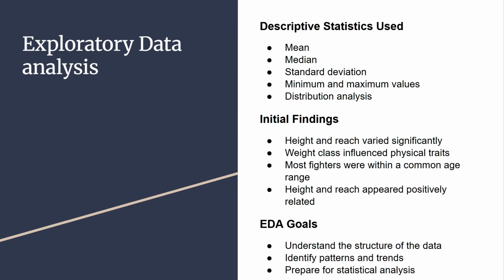These statistics helped summarize the data set and gave a better understanding of how fighters differ from one another. One of the first things I noticed was that there was significant variation in fighter height and reach. Some of the fighters were much taller and had greater reach than others. I also observed that weight class had a strong effect on physical measurements.